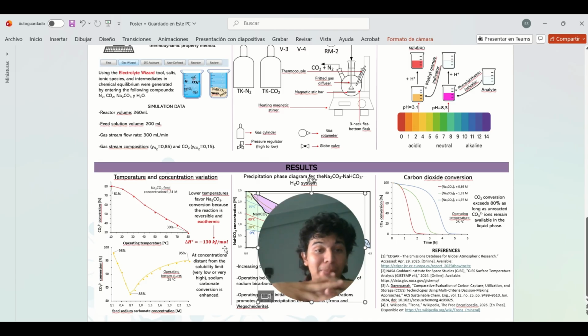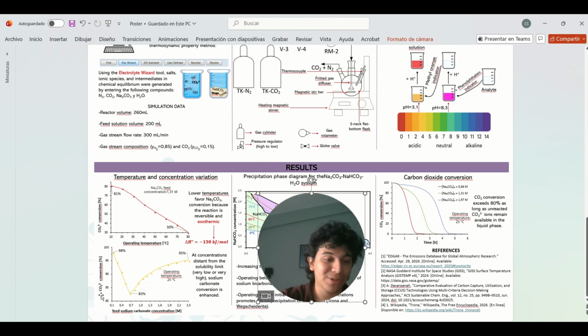Well, I'm going to talk about results. In the first picture, you can see carbonate conversion and operating temperature. As the temperature increases, the conversion decreases. What is the reason for that? The reason is the reaction is irreversible and exothermic.